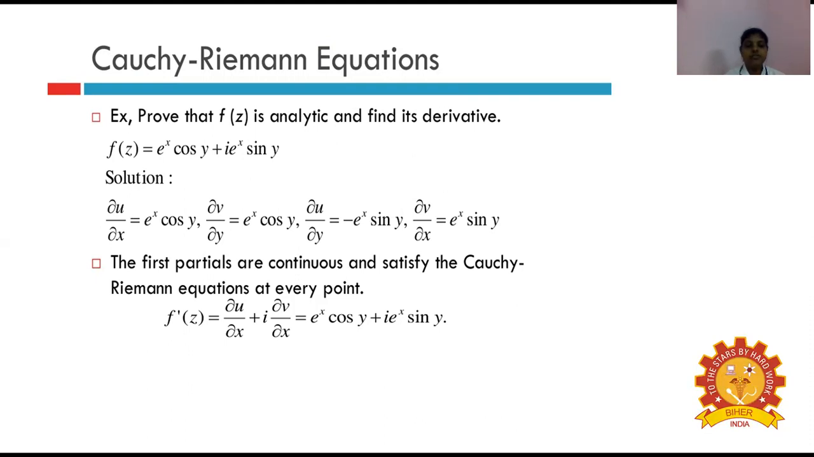f'(z) = ∂u/∂x + i ∂v/∂x = e^x cos y + i e^x sin y.